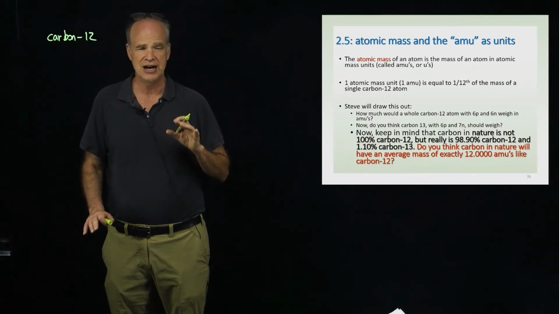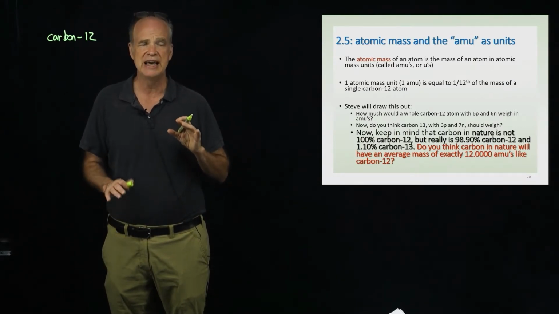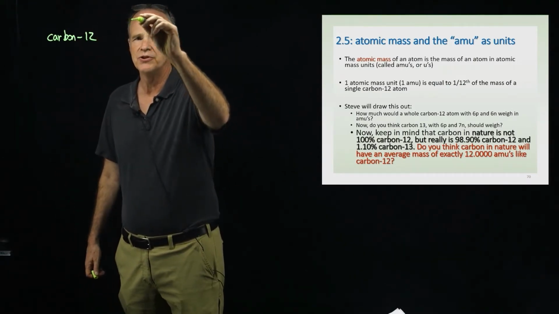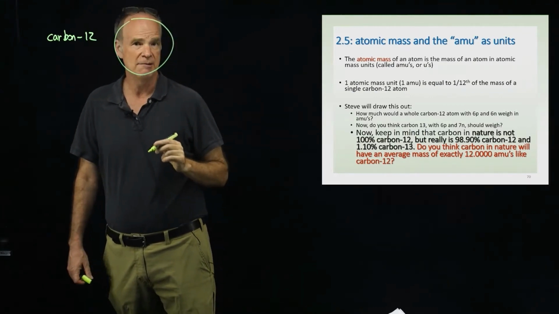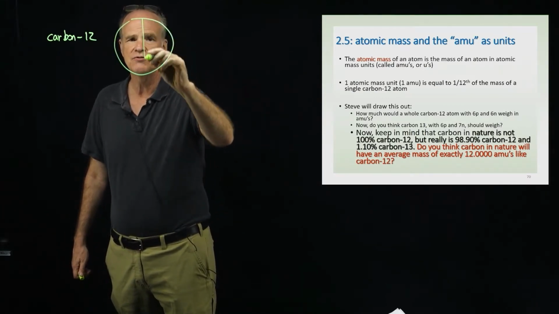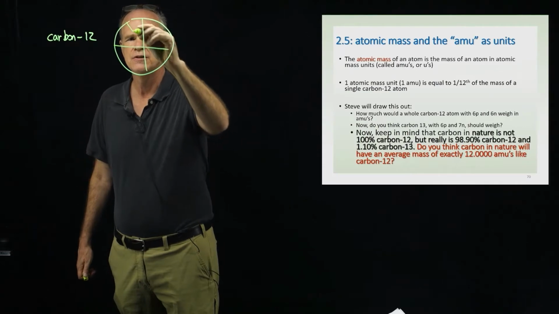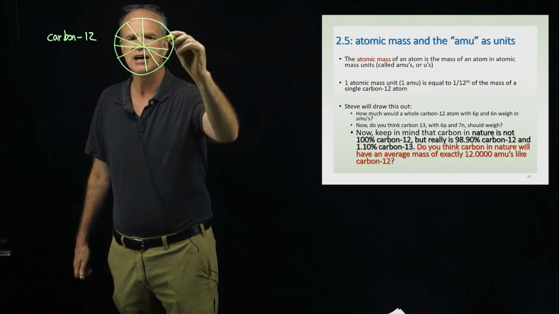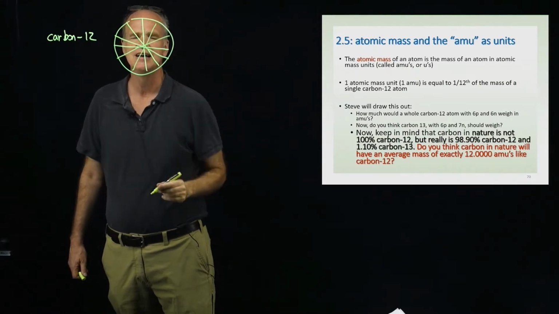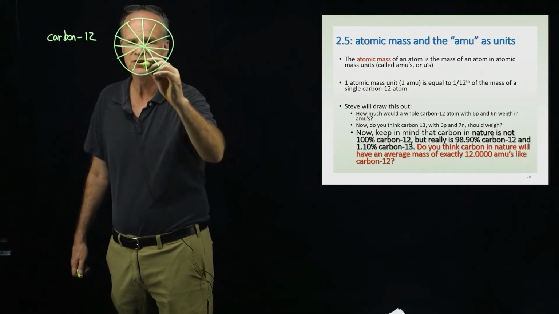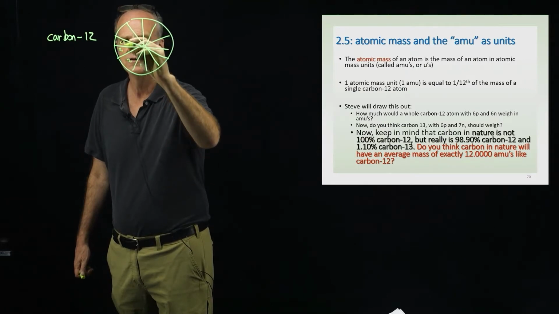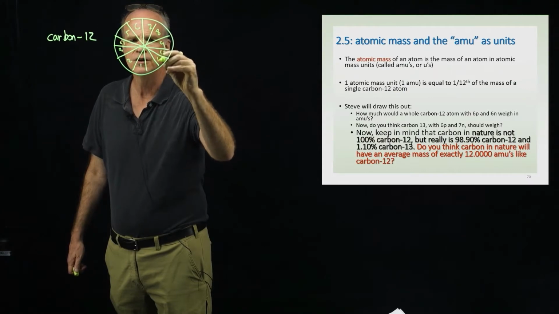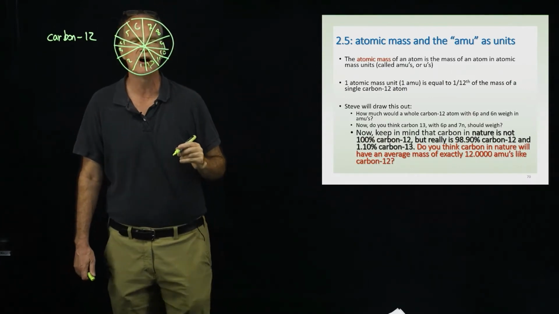But let's first talk about, again, how we define an atomic mass unit. So let's say we have one atom of carbon-12. So here it is. What I'm going to do is divide this atom into 12 equal parts like this. This is not the best, but it'll have to do. So we should have 12 equal parts. Let me number these parts really quick. Okay, so it looks like we do have 12 equal parts.